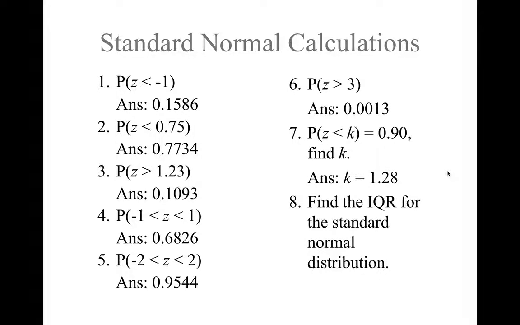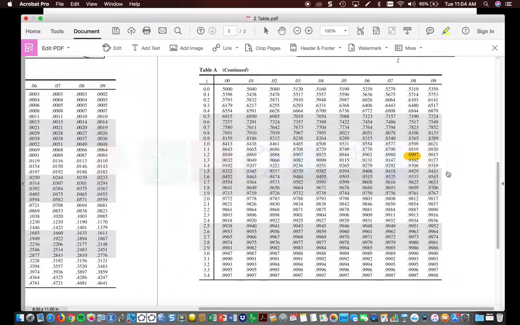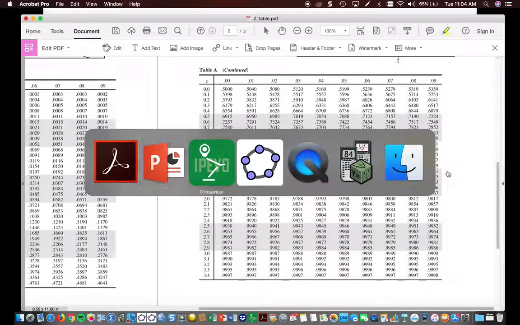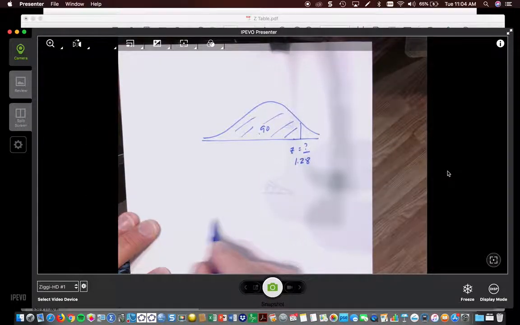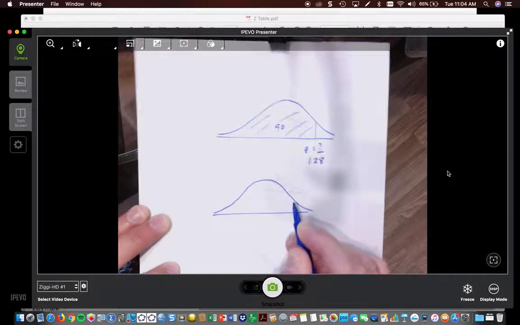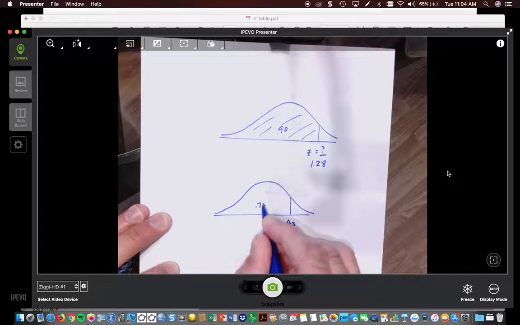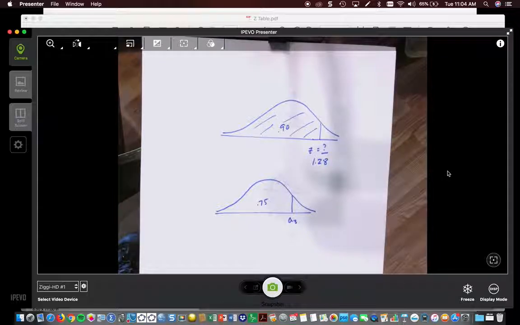All right, then for the next one, find the IQR for the standard normal distribution. Okay, so we want to find out what values are going to cut out the middle 50%. So to find, let's say, Q3, Q3 is going to give me the value for which 75% is to the left.